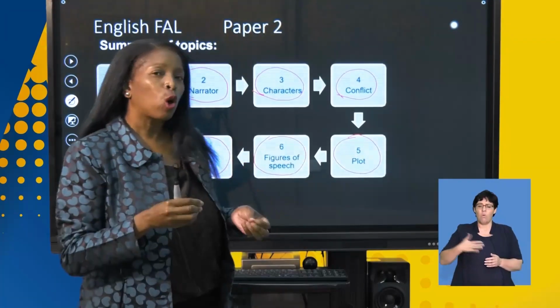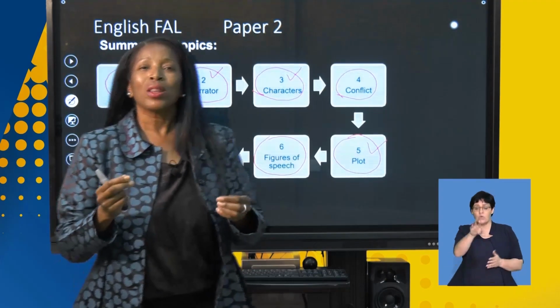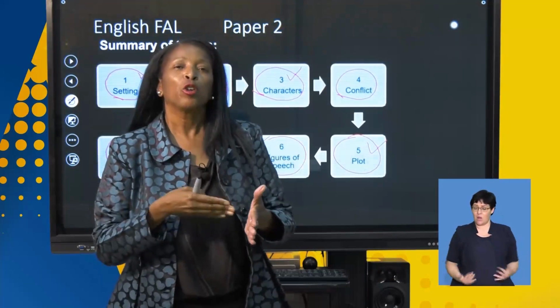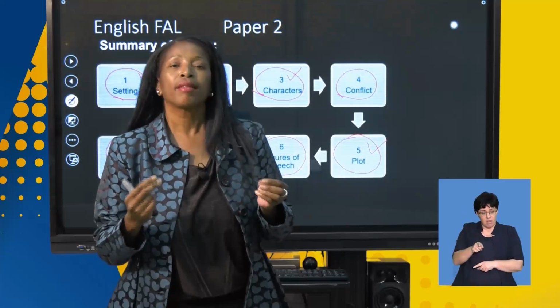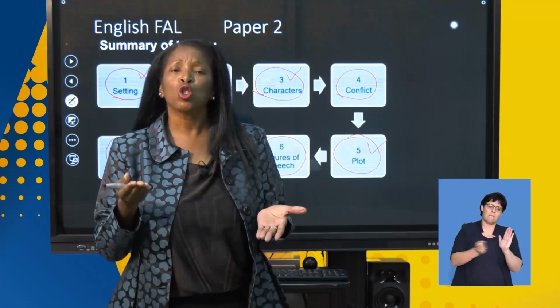I just want to concentrate on about 4 of these. And this is setting, narrator, characters, and plot. I need you to know that in your paper 2, for you to prepare for it, your examiners are going to ask you from these aspects. They are going to ask you questions that weigh about 1 mark or 2 marks.